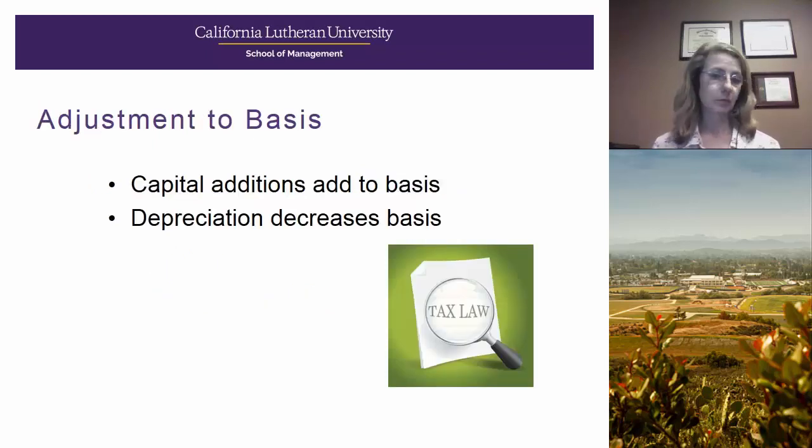So once we've got original basis, then there are adjustments to basis that happen along the way. Capital additions add to basis, and this could be money contributed to the property, so capital improvements in the case of fixed assets, real estate, land. It could be reinvested dividends, where tax is paid on the dividends that a taxpayer receives in a common stock, and then those dividends are reinvested in the company. That would be an adjustment to the basis of that stock. And decreases in basis typically result from depreciation, and we'll talk about depreciation at length a little bit later on.